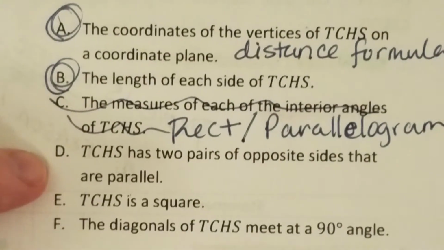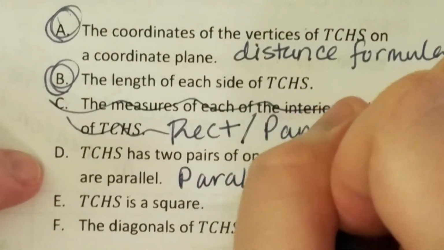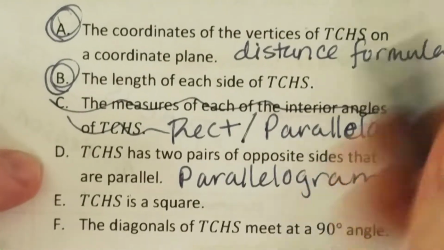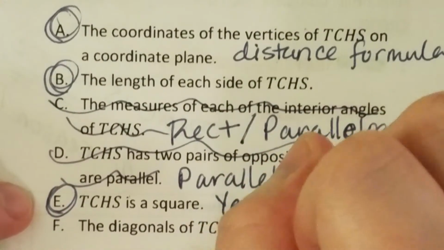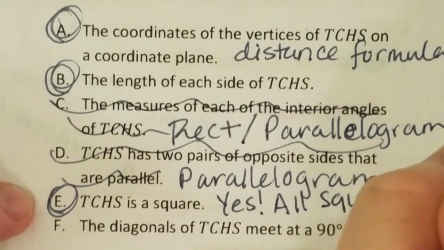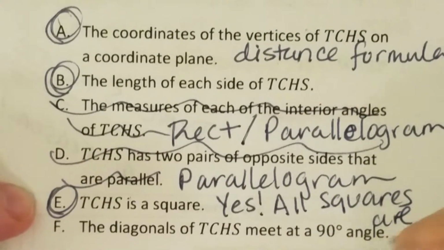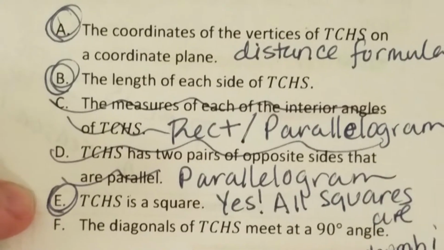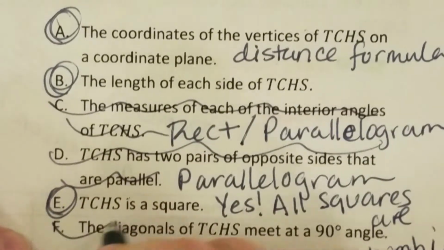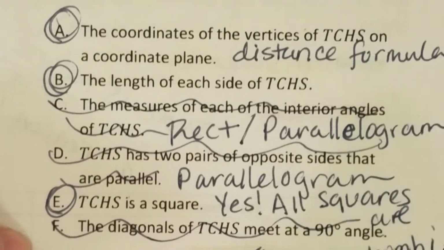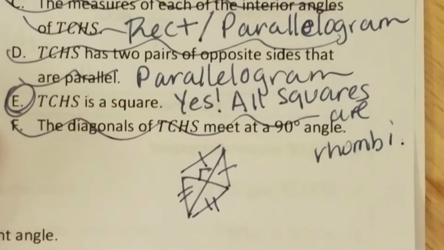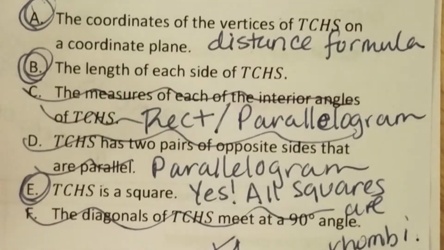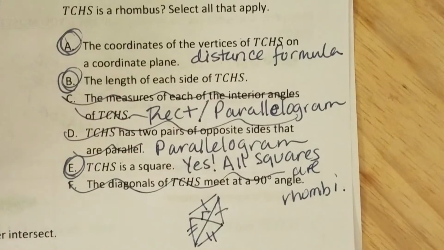Two pairs of opposite sides that are parallel, again, that would only be enough to tell us it's a parallelogram, not necessarily a rhombus, so that's not enough information. If they told us it's a square, yes, because all squares are rhombuses based on the family tree. And the diagonals meet at a 90-degree angle, that would not be enough information, because the only thing that we would know for certain is that it was a kite, not necessarily a rhombus. So for number 5, the only answer choices that are guaranteed to result in a rhombus are A, B, and E.